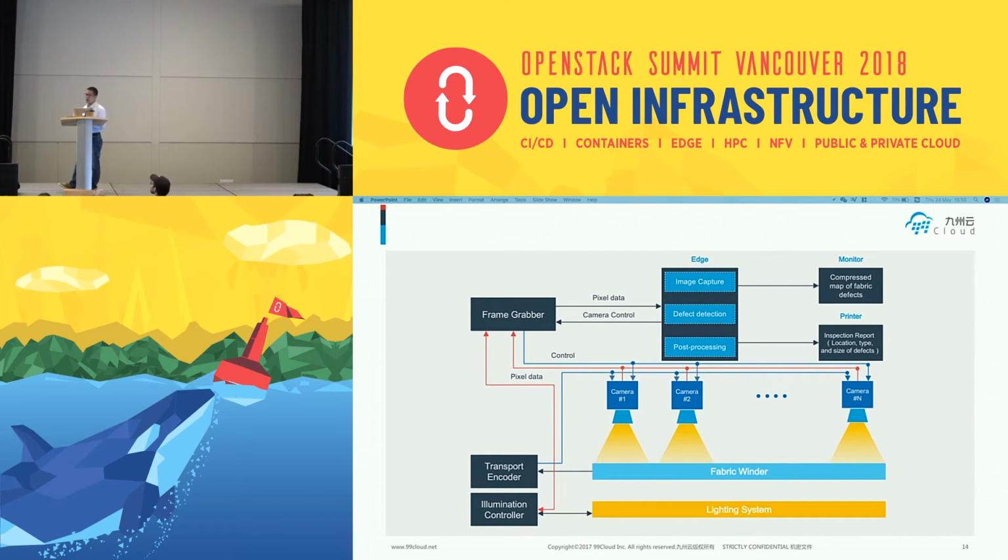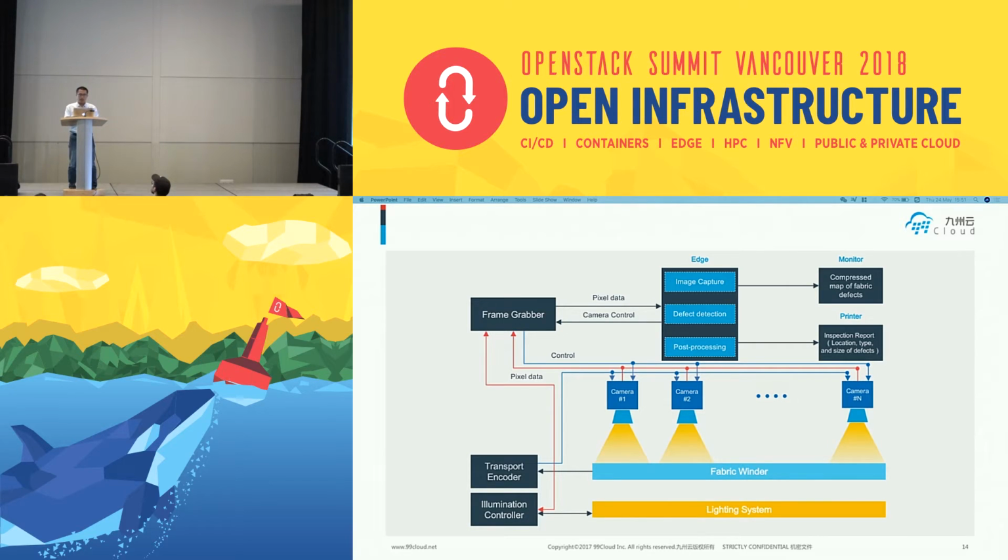So this is more detail of the design. As you can see in this picture, there are a lot of cameras put on the machine, and the cameras connect to the frame grabber, which gets the image data. In the edge cloud, the image capture module controls the frame grabber, and at the same time connects with other encoders, like getting the metering data from the fabric roller.